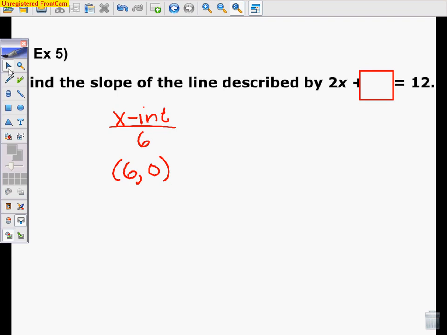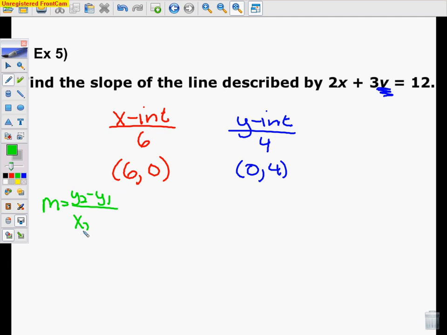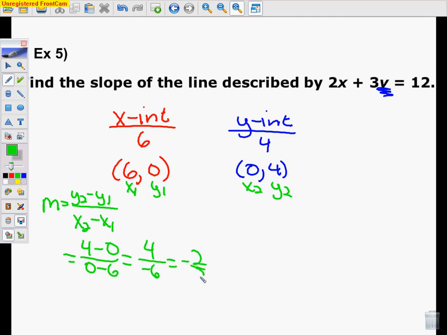I can do that same concept to find my y-intercept. Cover up my x. 3 times what value will give you 12? Well, that's 4. 3 times 4 gives you 12. So that's the point (0, 4). Now that I have those 2 points, I can find the slope between them. Once again, my slope formula, y2 minus y1 over x2 minus x1. So here's my x1, here's my y1, here's my x2, here's my y2. Once again, doesn't matter which one you label as which. Y2 is 4 in my example, minus y1 is 0, over x2 is 0, minus x1 is 6 in this problem. 4 minus 0 is 4. 0 minus 6 is negative 6. That reduces down to negative 2/3. And there's my slope.